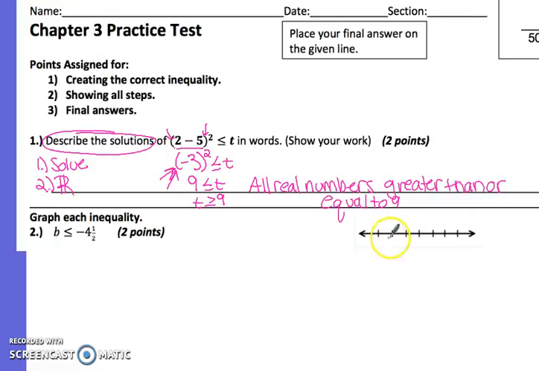All right, for number 2, go ahead and put a scale on. It's negative 4 and a half, so I'm going to go negative 5, skip a line, negative 4, skip a line, negative 3. Negative 4 and a half would be right here. It's a closed dot because it's less than or equal to, and it's going to the left.